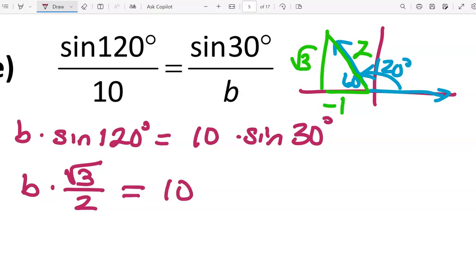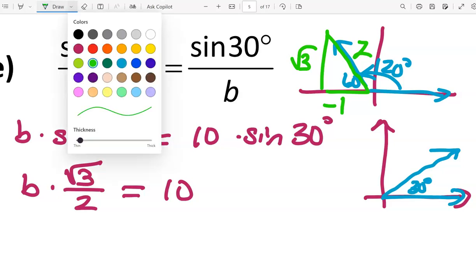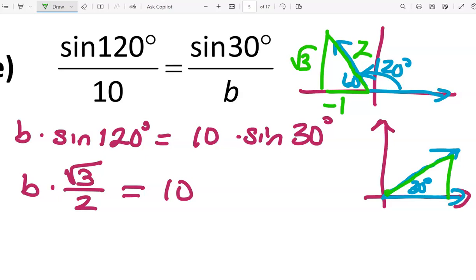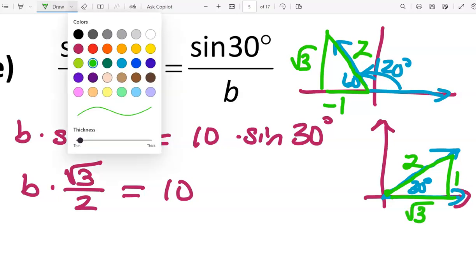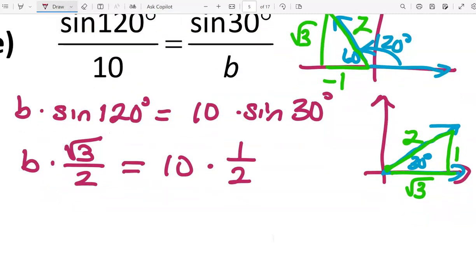And now we need to draw a 30-degree angle, so I'll draw a sketch of that. A 30-degree angle terminates in quadrant 1. And so we can draw a reference triangle there as well. Opposite side is 1, hypotenuse 2, and adjacent side square root of 3. That means that the sine of 30 degrees is 1/2.